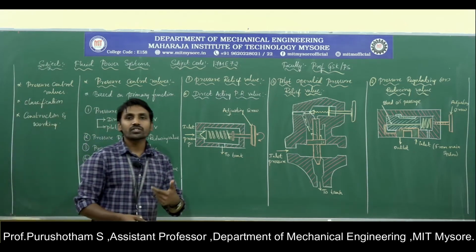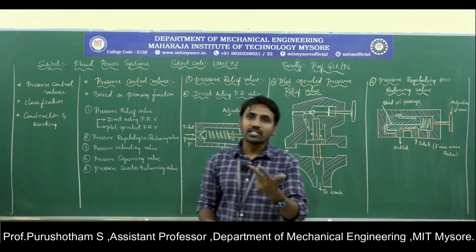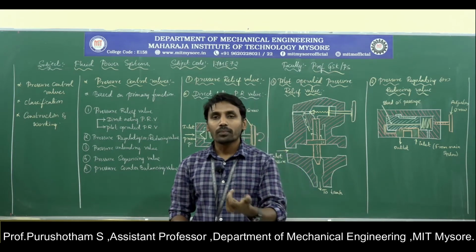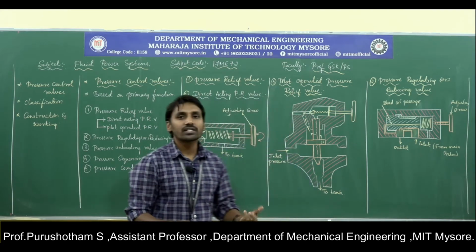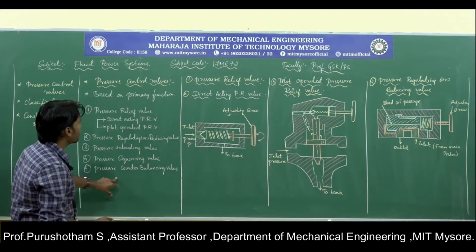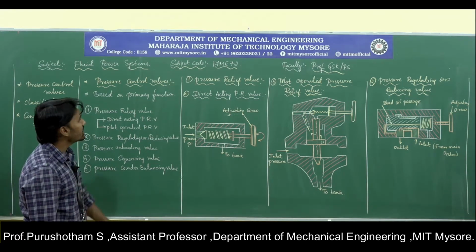As I told, the main functions of pressure control valves are limiting the pressure, unloading the pressure, sequencing the operation, and regulating the pressure. Based on these main functions, we can see these types of pressure control valves. Now let us see them one by one.